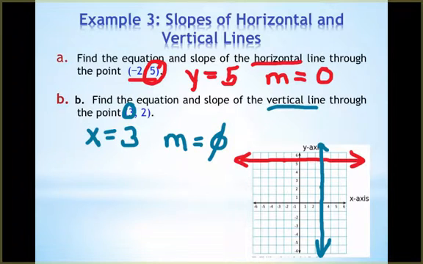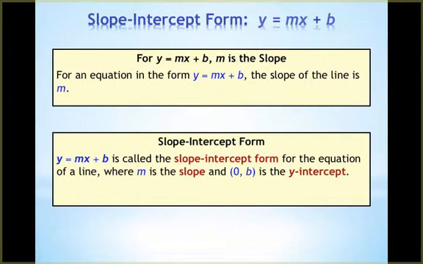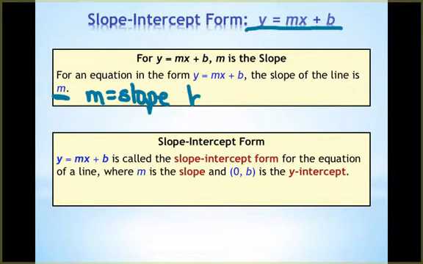Now, in our last video, we talked about something called standard form. In this video, we're going to discuss something called slope-intercept form. Slope-intercept form is always of the form y equals mx plus b. What you are finding when you're given slope-intercept form is it very quickly points out to you what the slope is. So your m is going to be your slope, and your b is always your y-intercept.